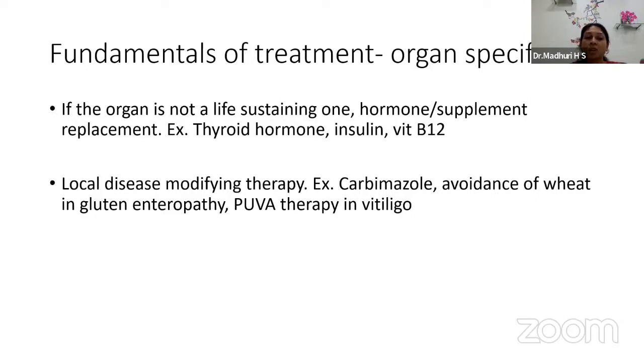If the organ is not a life-sustaining one, then we will give only enzyme or hormone supplementation. For example, thyroid supplement in hypothyroidism, insulin supplement in type 1 diabetes, B12 supplementation in pernicious anemia. Whereas if that cannot be done, sometimes we can give a locally disease-modifying therapy like carbimazole in Graves' disease, and we avoid wheat in gluten enteropathy, PUVA therapy for vitiligo. These are the modifying therapies.